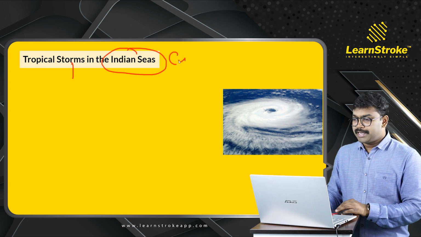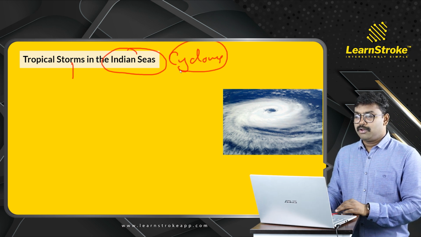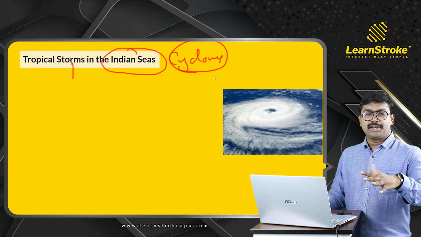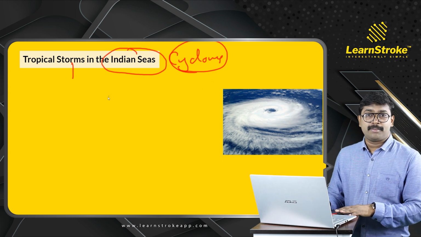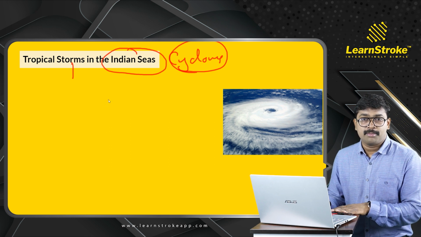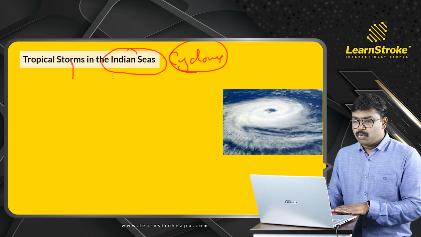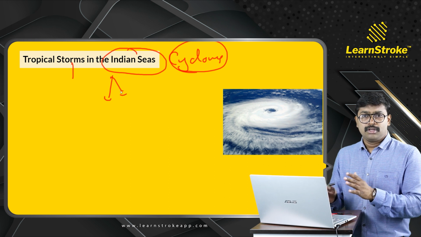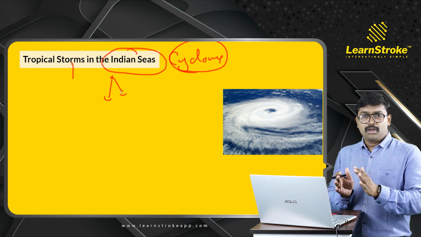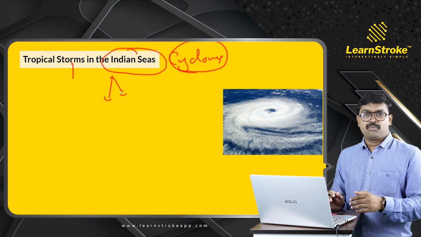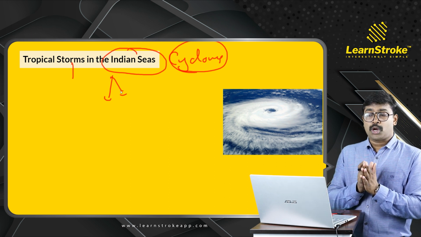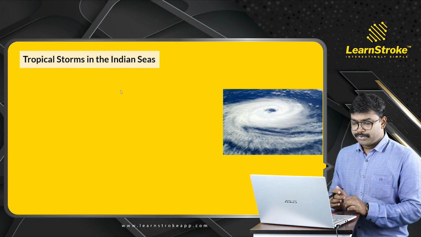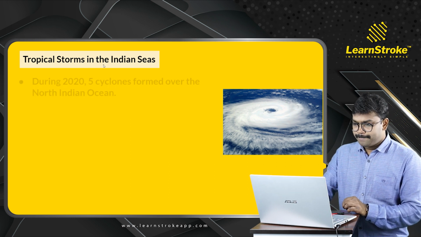Storms and cyclones are not something new to India. In recent times, how many cyclones or storms happened in India? You must have heard about Nisarga, Gati, Nivar, Amphan. If these are the cyclones or storms, did Nisarga, Amphan and Gati move in the Bay of Bengal or the Arabian Sea? So you need to know the tropical storms in the Indian seas. Let's take a close look at that.